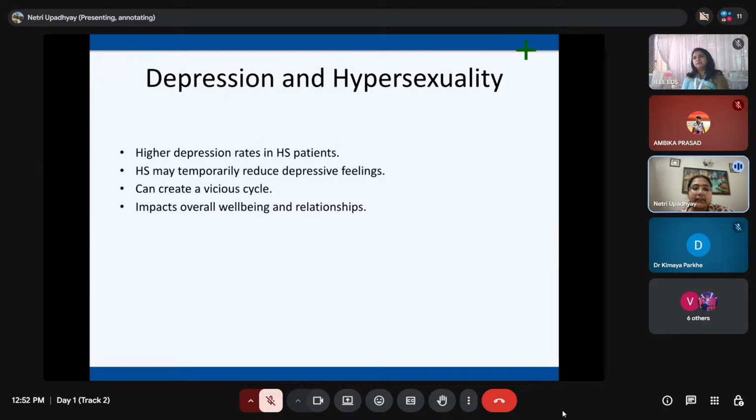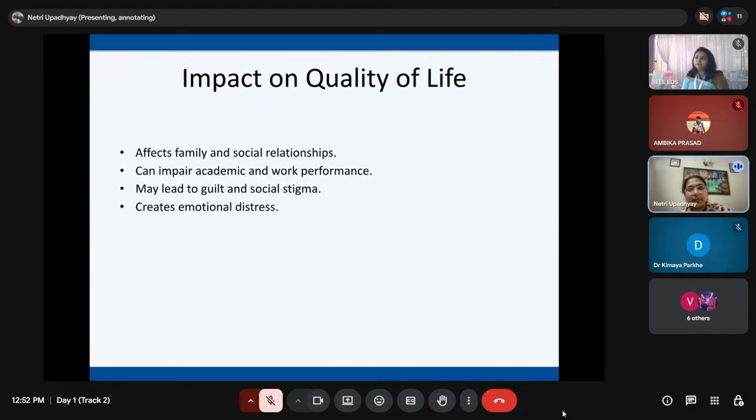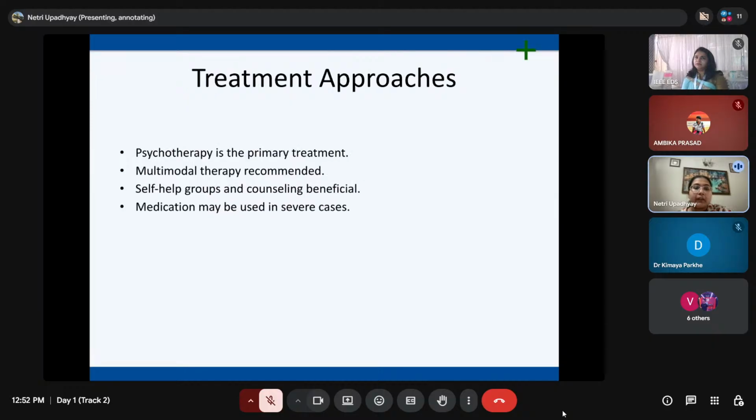Now, when we talk about these particular disorders with hypersexuality, higher depression rates are seen in patients, and this can create a vicious cycle that can impact the overall well-being and relationships of the people who are affected. It can impair academic and work performance. It can lead to guilt and social stigma, and when severe, can also create emotional distress.